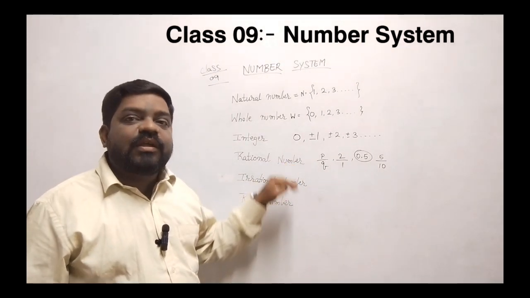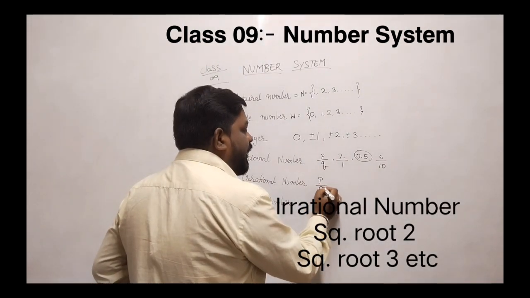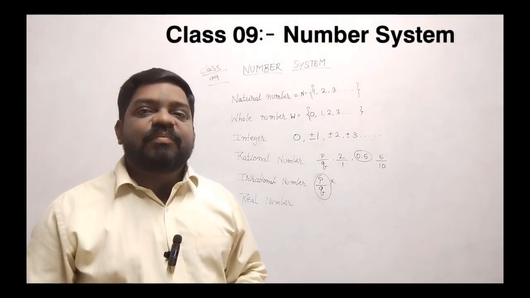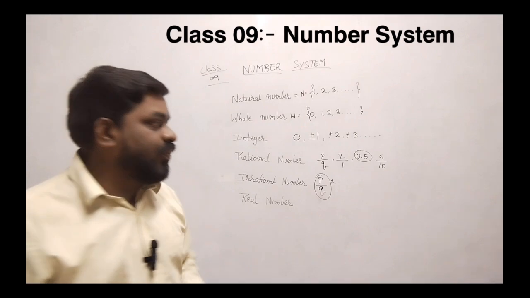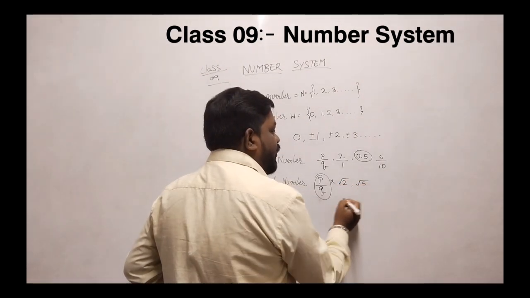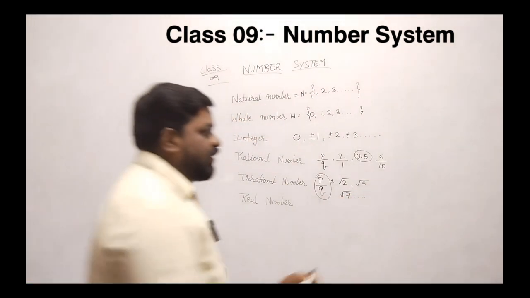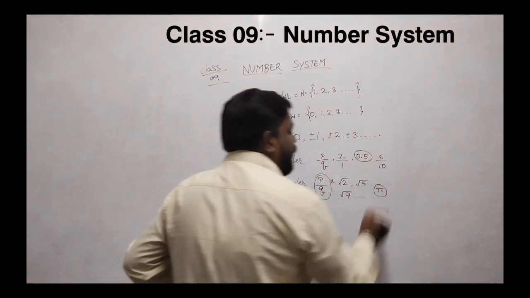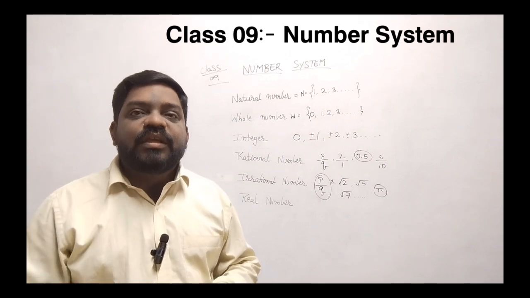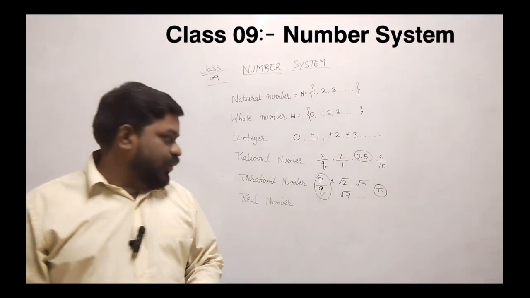So any such number which can be represented in the form of p by q, we call a rational number. Next, what do you mean by irrational number? The number that cannot be represented in the form of p by q, we call such a number an irrational number. For example, root 2, root 5, root 7, and so on. We can give any example. And even pi. The value of pi is 3.14, and after the decimal the digits keep on going, so it cannot be represented in the form of p by q.